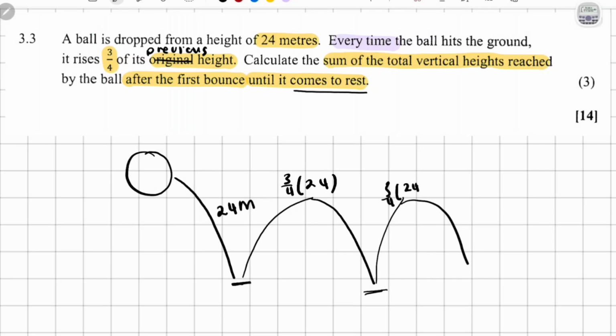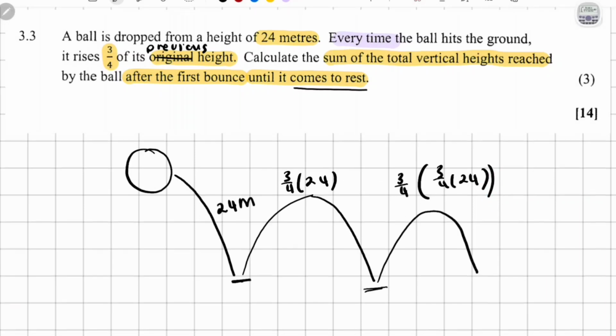So for it to come to rest, for it to eventually just stay on the ground, what it should be doing is reaching 3 over 4 of its previous height, meaning it gets dropped. This is the original height, right? Then it hits the ground and then it rises 3 over 4 of whatever the previous height was. Then it hits the ground again and then it's going to rise 3 over 4 of whatever the previous height is. This height is 3 over 4 times 24. So it's going to be 3 over 4 of this height now. This 3 over 4 times 24.